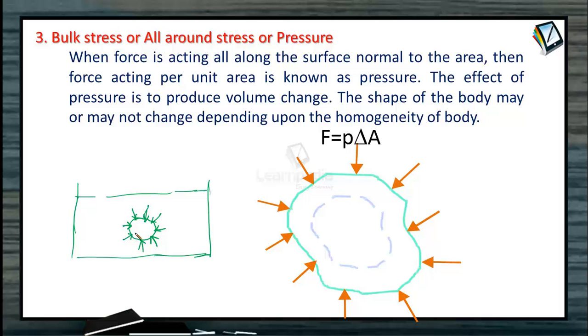For example, you are trying to squeeze a ball by grabbing it within your palm. So when force is acting all along the surface normal to the area, then force acting per unit area is defined as pressure, and that pressure is basically the bulk stress. Suppose here it is atmospheric pressure everywhere. Atmospheric pressure always applies bulk stress on different objects, because all air molecules will be hitting all objects from all possible directions. So this particular situation is for the bulk stress. So the change in pressure, or the pressure, is basically known as the bulk stress.